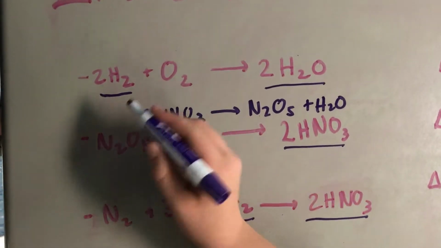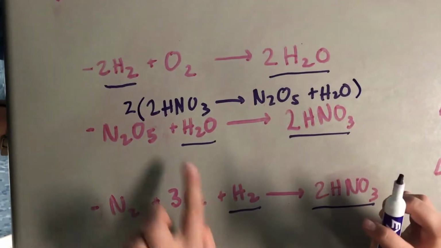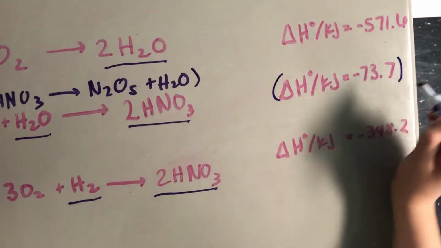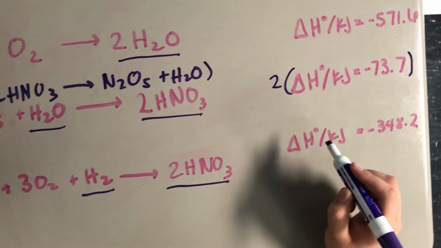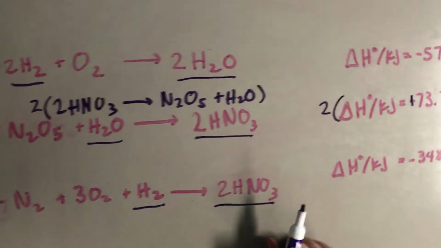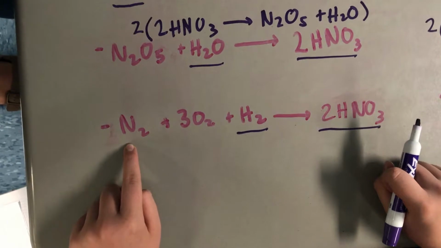So what we have to do is multiply the entire equation by 2. So in doing this, we also have to do that to the energy side. So we have to multiply the whole thing by 2, and since we flipped it, we have to change the sign.